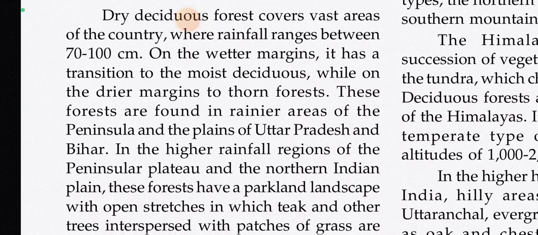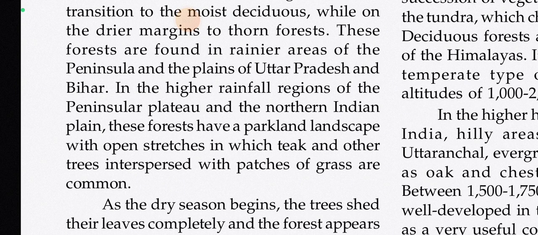Dry deciduous forest covers vast areas of the country where rainfall ranges between 70 to 100 cm. On the wetter margins, it has a transition to the moist deciduous, while on the drier margins to thorn forests. These forests are found in rainier areas of the peninsula and the plains of Uttar Pradesh and Bihar. In the higher rainfall regions of the peninsular plateau and the northern Indian plain, these forests have a parkland landscape with open stretches in which teak and other trees interspersed with patches of grass are common.